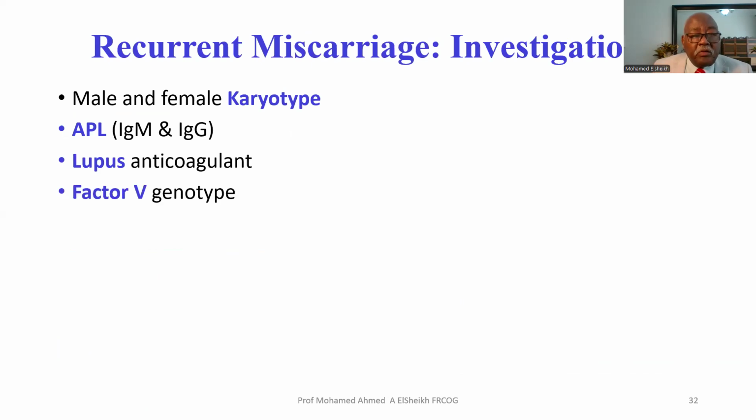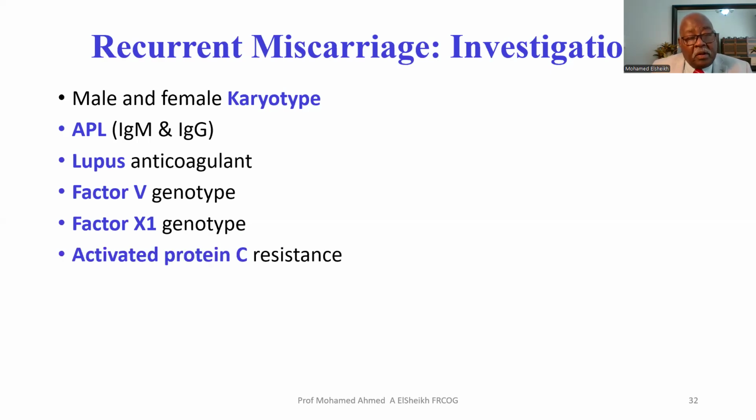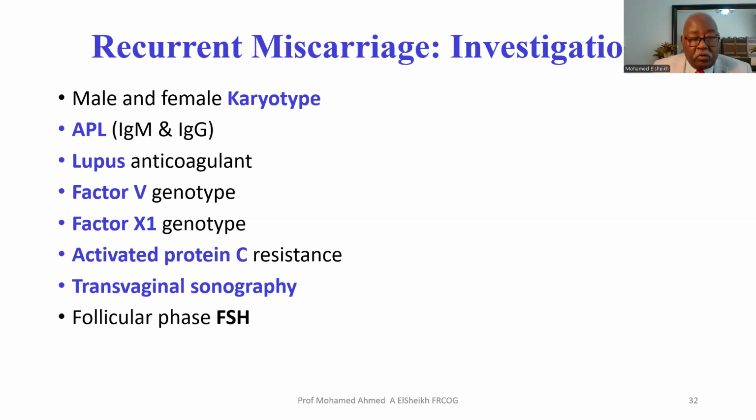Investigations: you need to do male and female karyotype, antiphospholipid antibodies, immunoglobulin M and immunoglobulin G, lupus anticoagulant, factor V, activated protein C resistance, transvaginal sonography, follicular FSH level, insulin resistance. All these investigations should be done wherever it is possible.